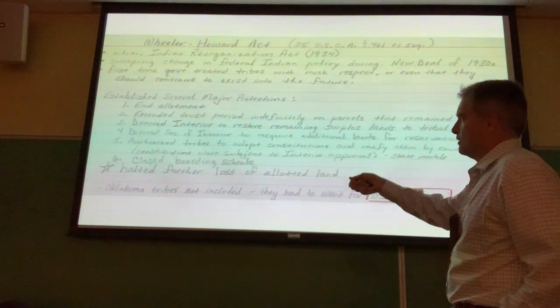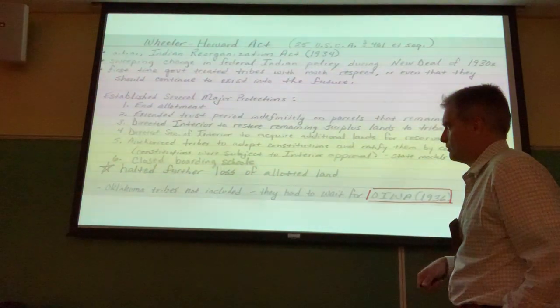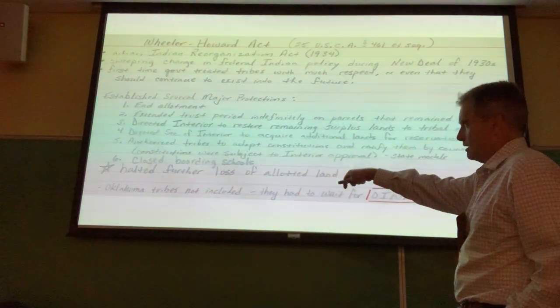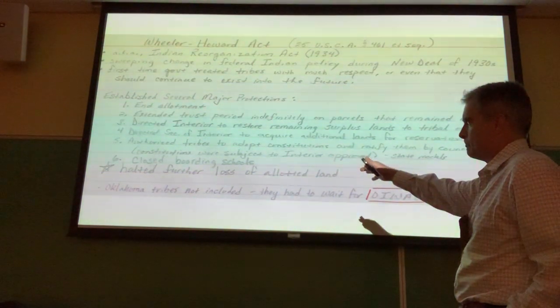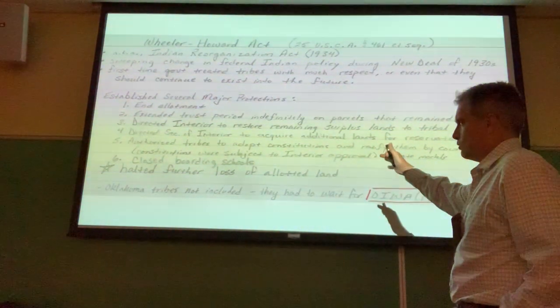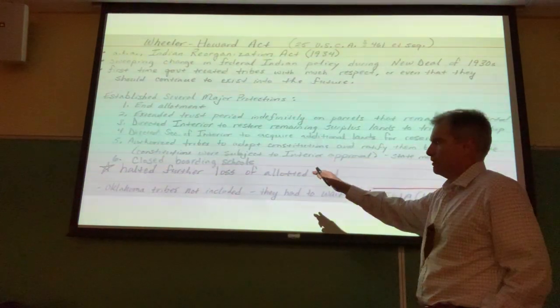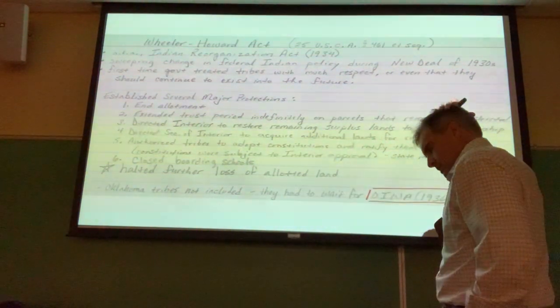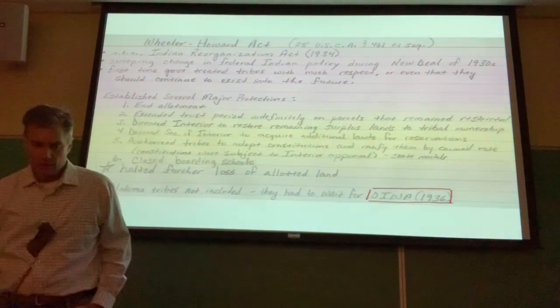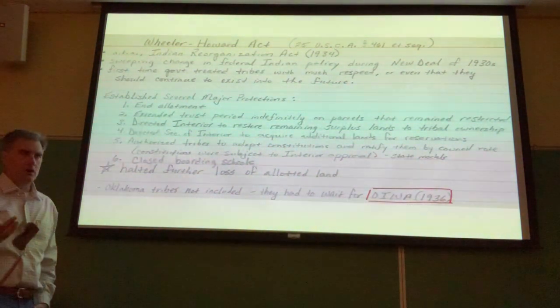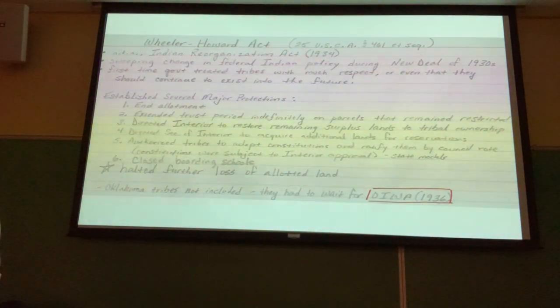Number 6, Collier closed all the boarding schools. He was really tired of those, and the boarding school programs were shut down in the 30s. Now some continued on, like Chilocco up here near Ponca City, because it was pretty successful, and it was not necessarily forced. It wasn't at all a forced boarding school.